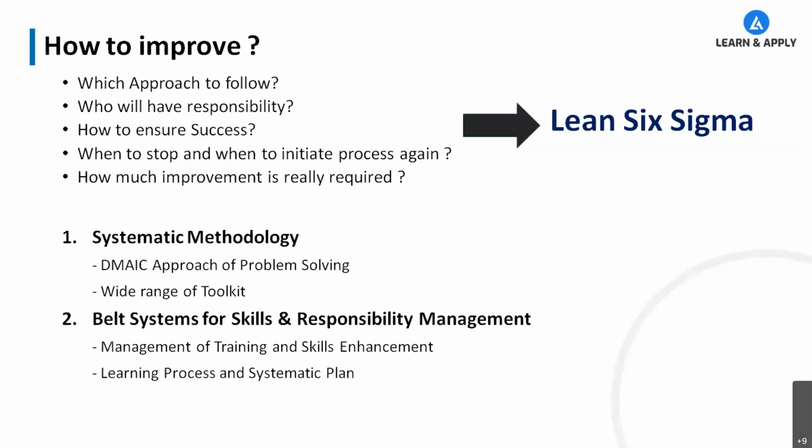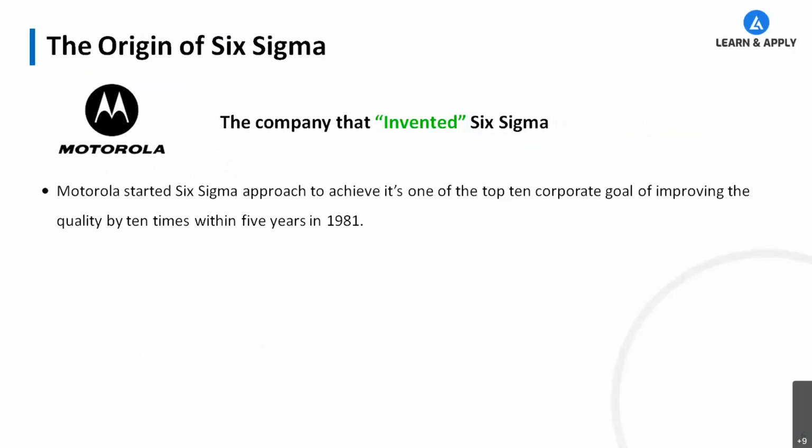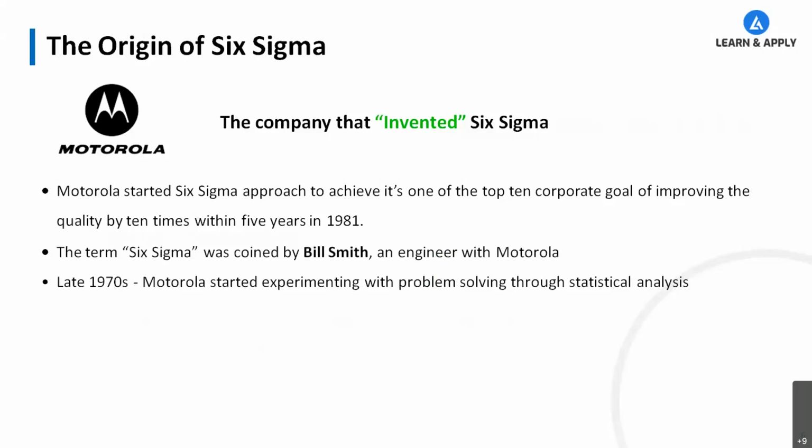We will look at this. So first of all, we will look at the origin of Six Sigma. Actually, the company that invented Six Sigma is Motorola. Motorola started the Six Sigma approach to achieve one of the top 10 corporate goals of improving quality by 10 times within 5 years in 1981. So it started in the 1970s, 1980s decade. The term Six Sigma was coined by Bill Smith, who was an engineer with Motorola. So Bill Smith is very important in the genesis of this Six Sigma term.